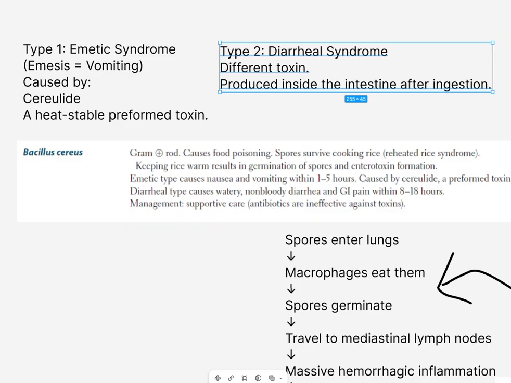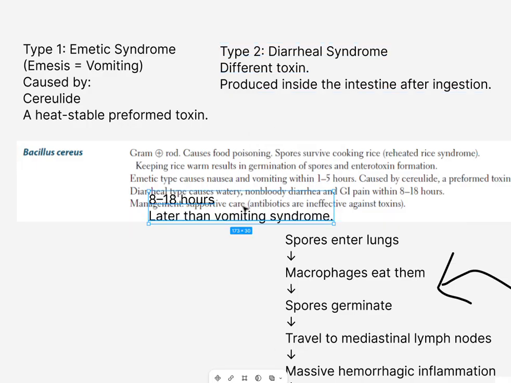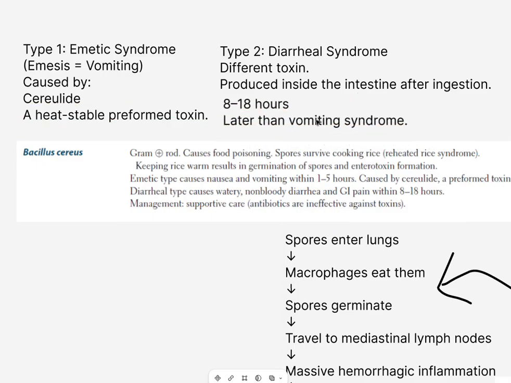So the diarrheal type, you eat the contaminated food and the bacteria reach the intestine, and that's when the toxin is produced in the gut, and fluid secretion happens, and you get watery diarrhea. Right, timing of the other one is basically 8 to 18 hours. It's later than the vomiting syndrome. What do you get? You get watery diarrhea, abdominal cramps, and GI pain. Right, so the second one is 8 to 18 hours. Usually there's no blood in the Bacillus cereus watery diarrhea.